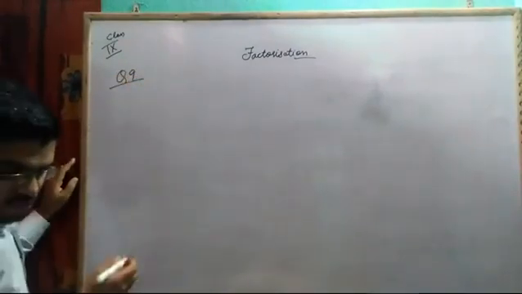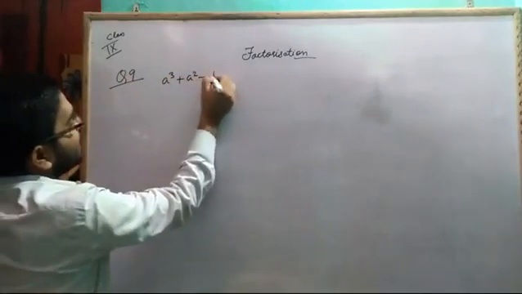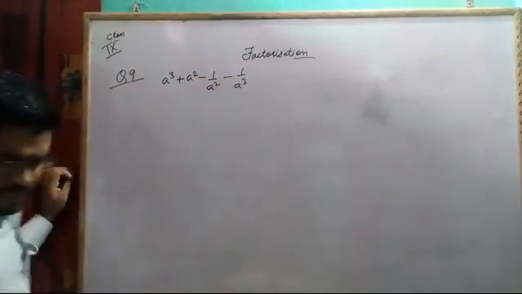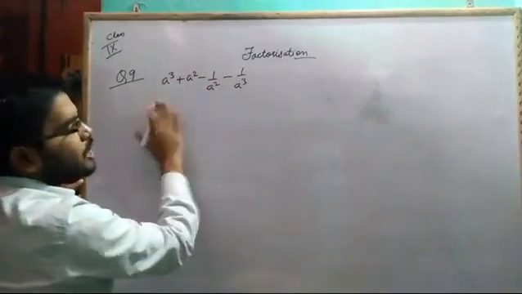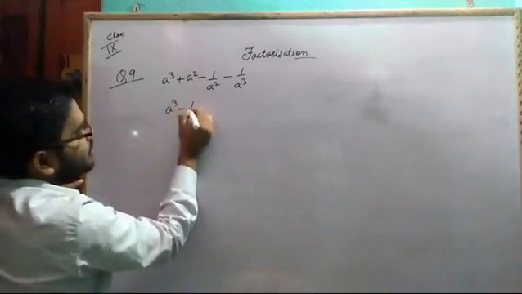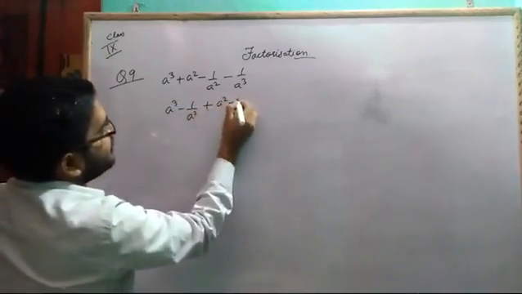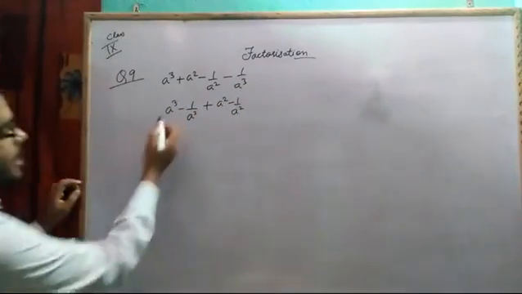It is given a cube plus a square minus 1 by a square minus 1 by a cube minus a cube. Now first we will arrange this. I will bring cube terms together and square terms together. So I will do a cube minus 1 by a cube, then I will write plus a square minus 1 by a square. Correct? Now we know a cube minus b cube.